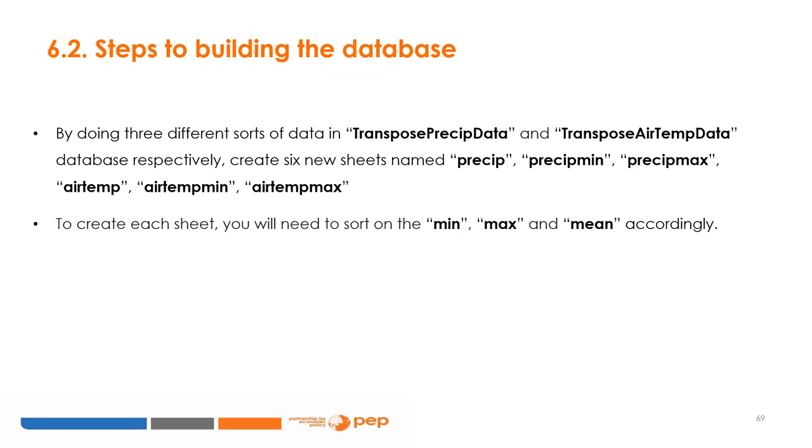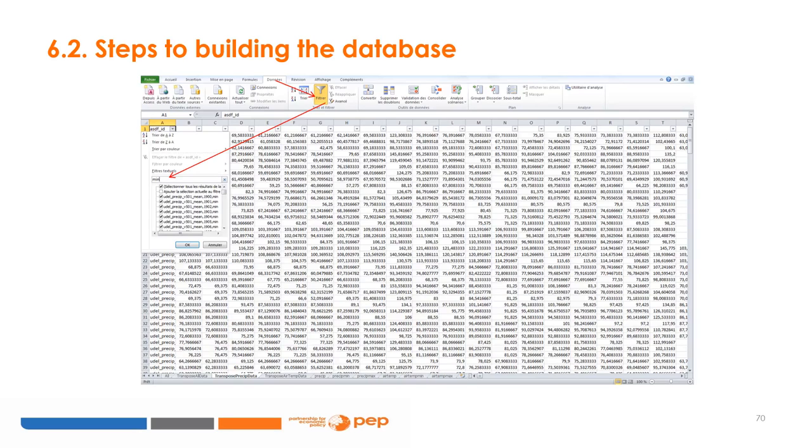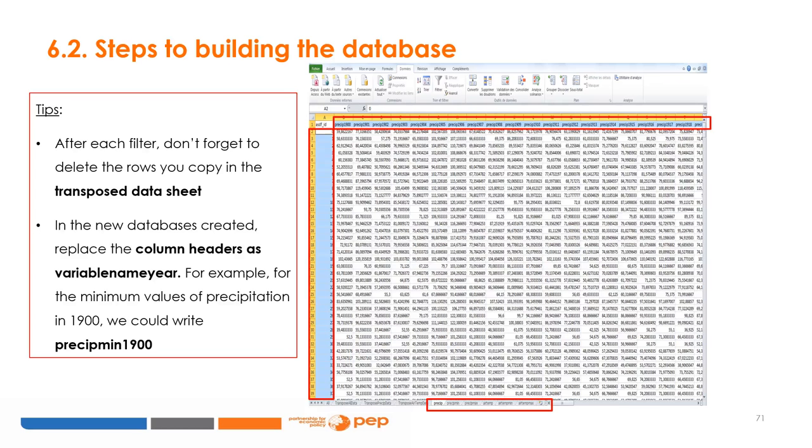By creating three different sorts of data in the Transpose Precip Data and the Transpose Air Temp Data databases, this creates six new sheets named Precip, Precip Min, Precip Max, Air Temp, Air Temp Min, and Air Temp Max. To create each sheet, you will need to sort using the min, max, and mean accordingly. After each filter, don't forget to delete the rows you copy in the transpose data sheet.